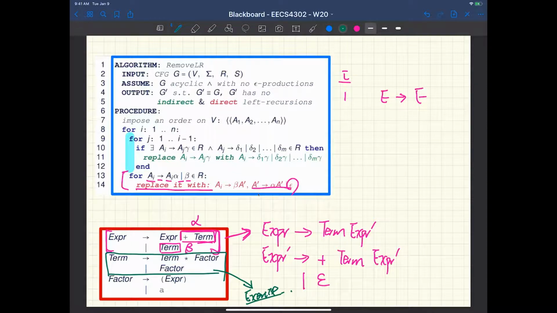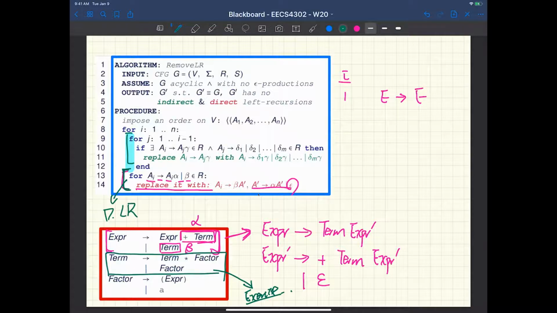Okay, any question about this process so far? For this particular grammar, we only had to do some useful stuff in the second stage because we got direct left recursion. On the other hand, for all these steps to remove the potential indirect, we didn't have to do anything because there's no such possibility.